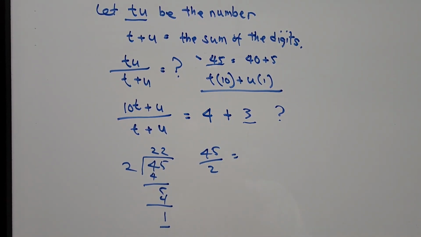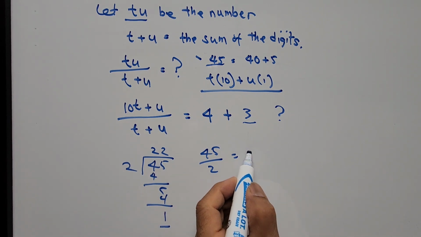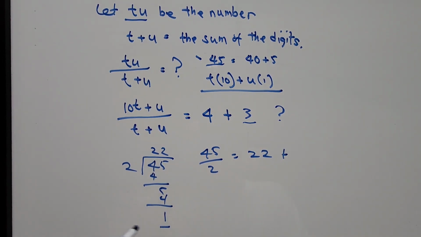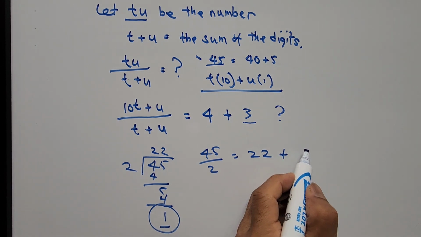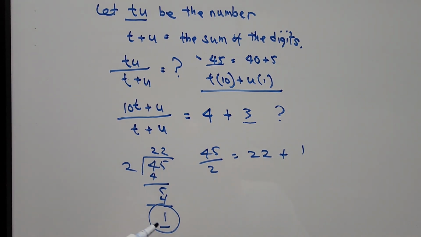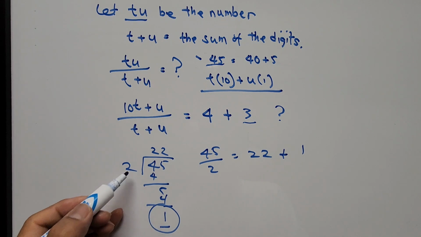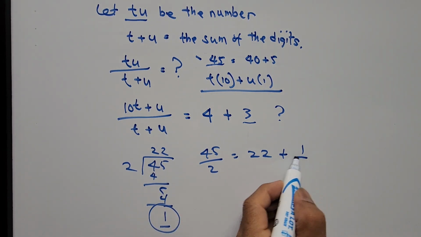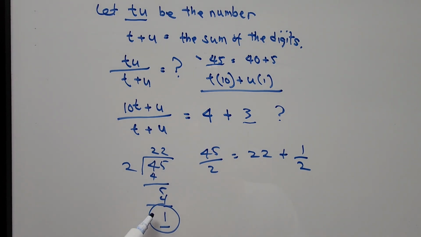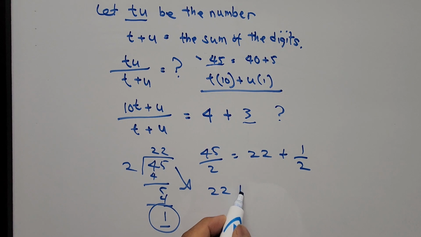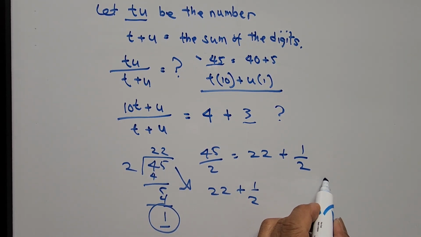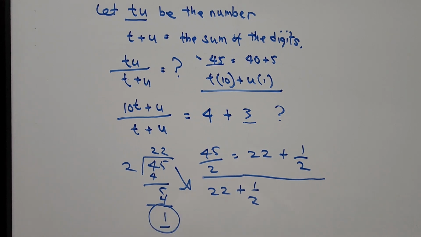the answer is 22, right? Plus the remainder of 1. So we write plus 1 over here. But since 1 is the remainder and 2 is our divisor, we should write 2 over here, right? So this is written the same way as 22 plus 1/2. So that's how we write that.